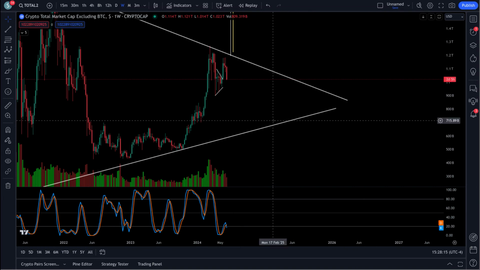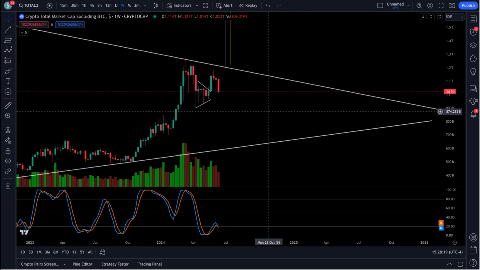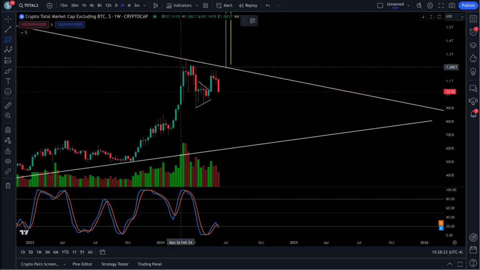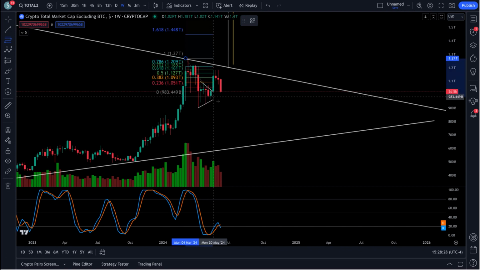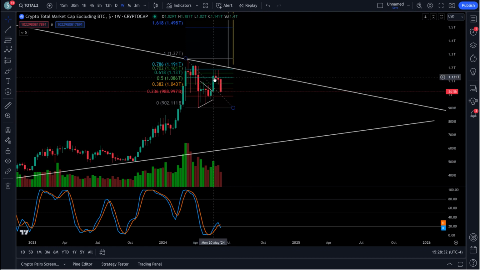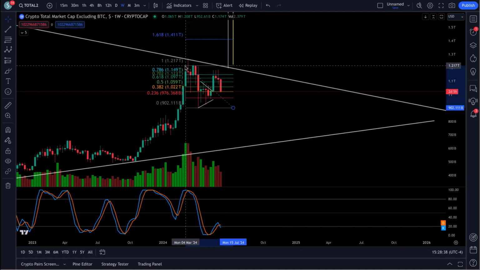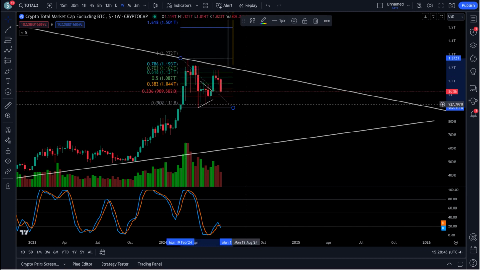So if we zoom in on this thing, the good news is after this corrective structure, we're on the way back up. But on a weekly, if we go from the wick down here, you can see closing candles in here. You got wicks up towards the .786. Now, if we get rid of some of this noise, well, no, we better just go with the wicks.